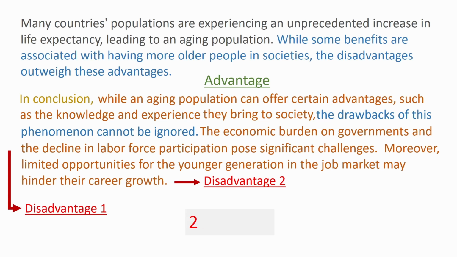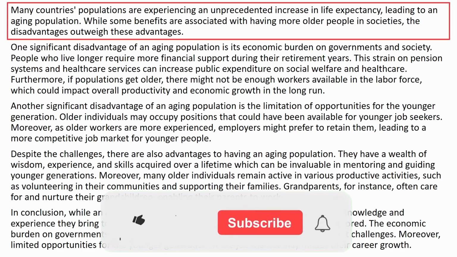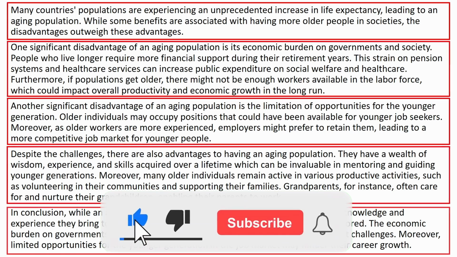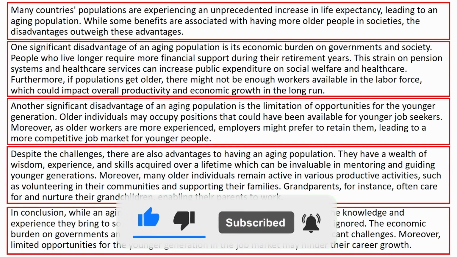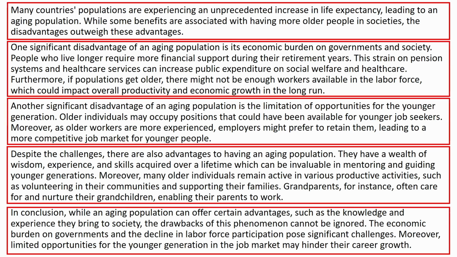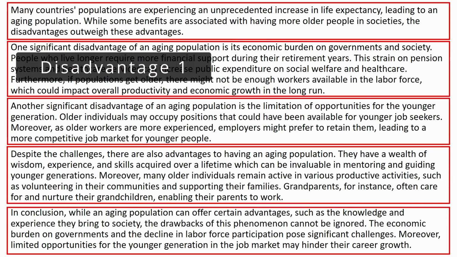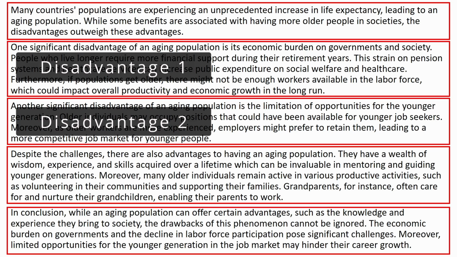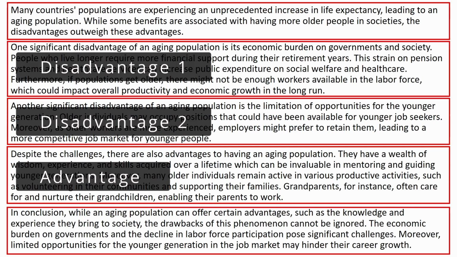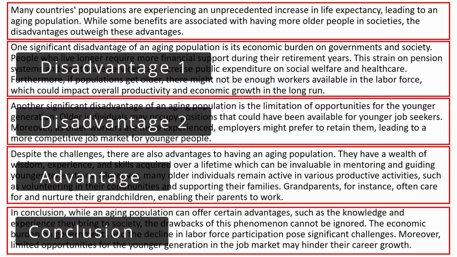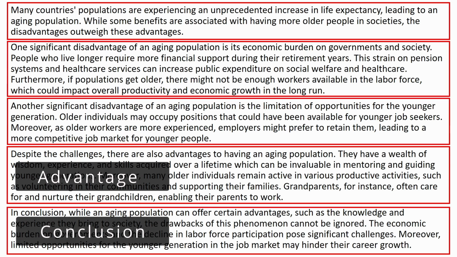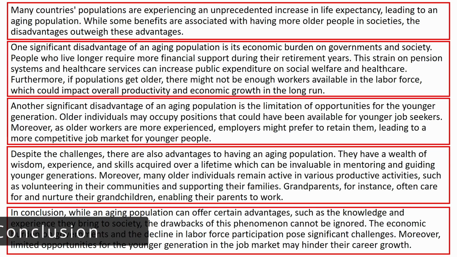I wrote 287 words for this essay to be able to cover both sides of the argument. And I also wrote 5 paragraphs. In the first one, in my intro, I simply paraphrased and stated my opinion. In my first body paragraph, I mentioned the first disadvantage. In the second body paragraph, I mentioned the second disadvantage. In the third one, I mentioned the advantage. And finally, in my conclusion, I summarized the main points and restated my opinion.